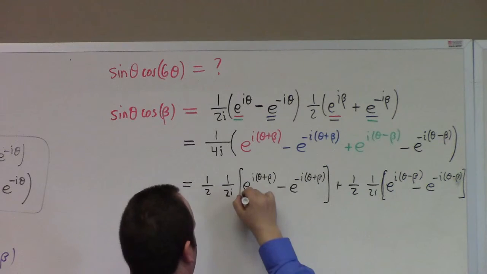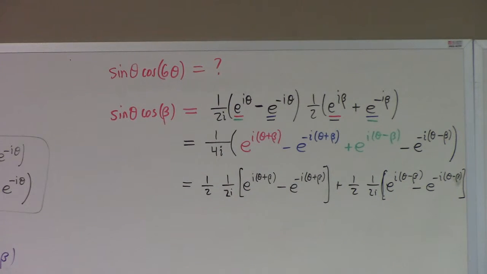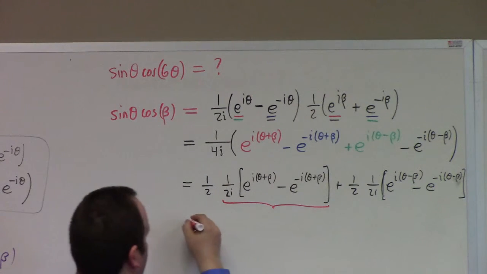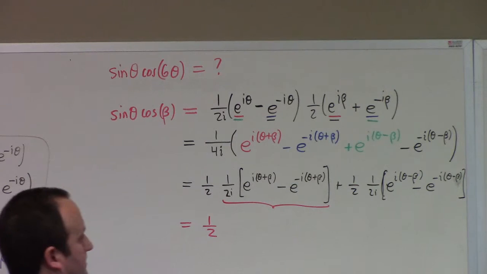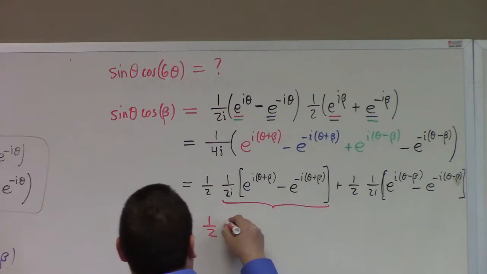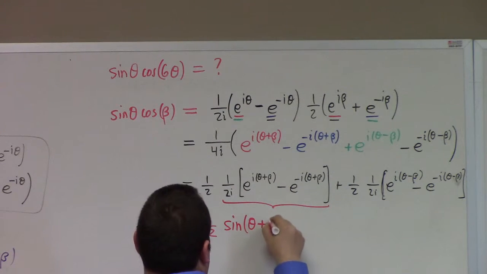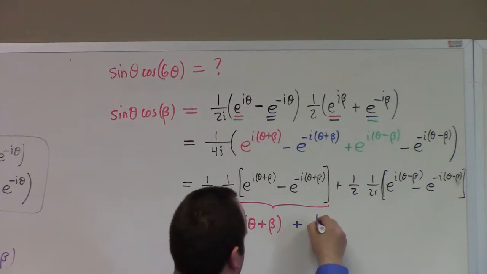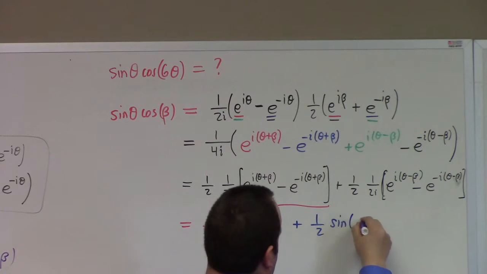Now, if you look at this, you can see what's going on. What's this first term here? Sine of what? Sine of theta plus beta, right? And then what's the other one here? Right, plus 1/2 sine of theta minus beta.